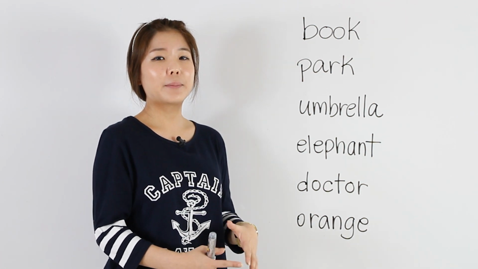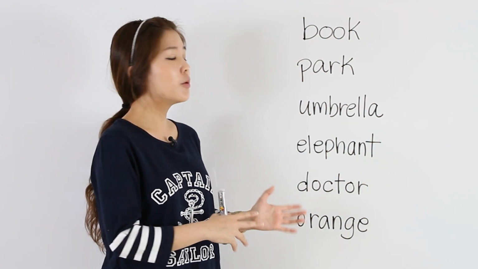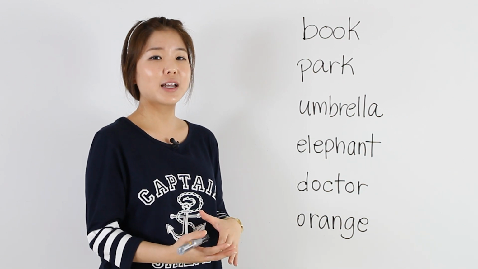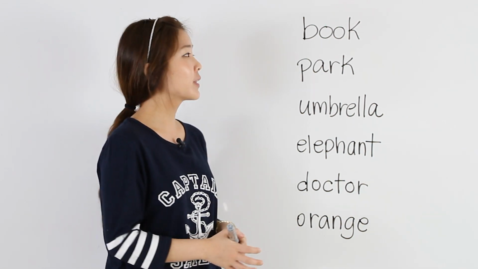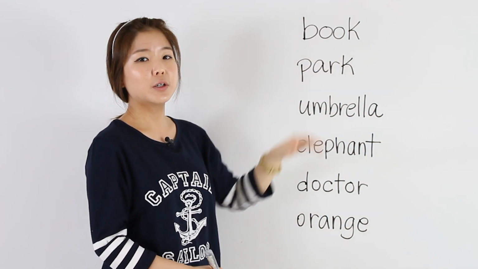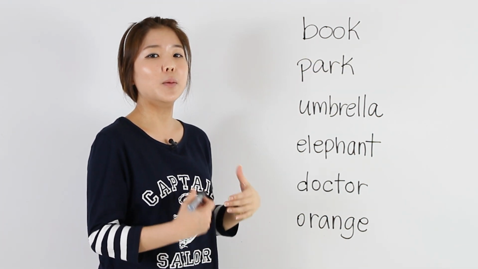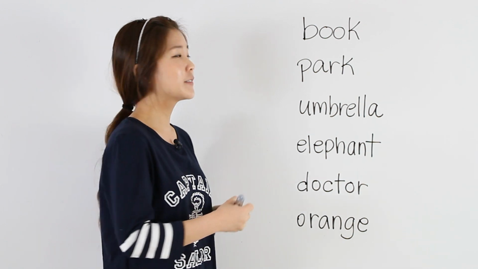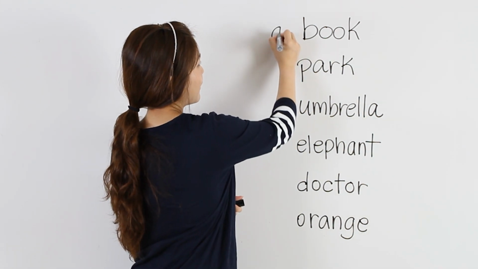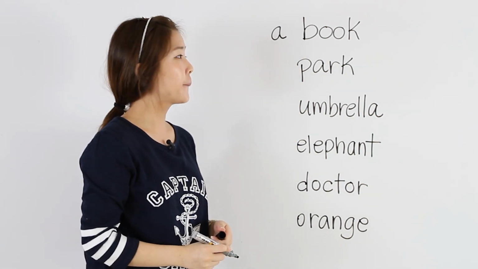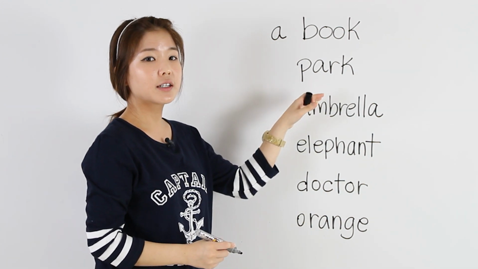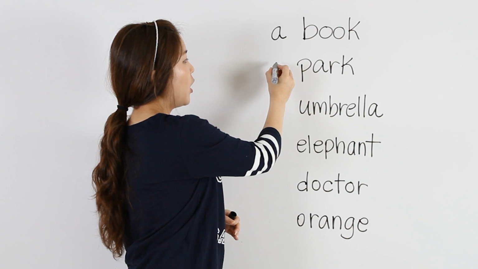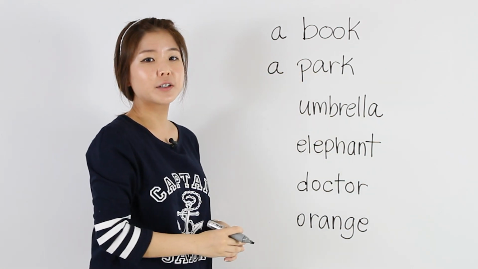Okay, now I'm going to say a or an in front of the nouns. I want you to listen and see if you can hear the difference. Okay, we have book. In that case, we say a book. Okay, the next one is park. We say a park.